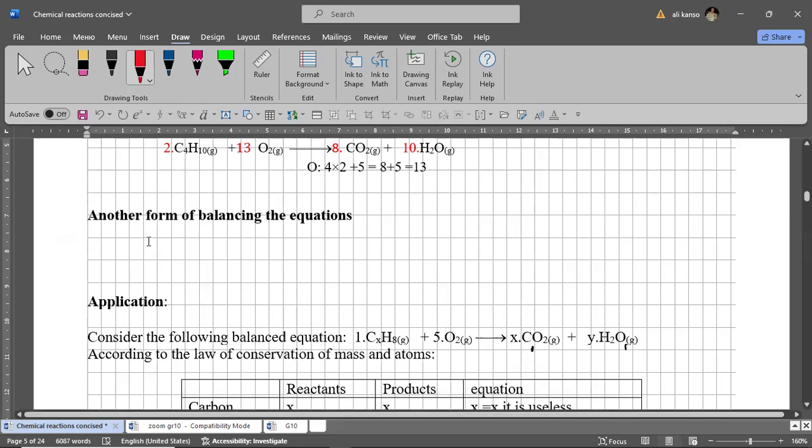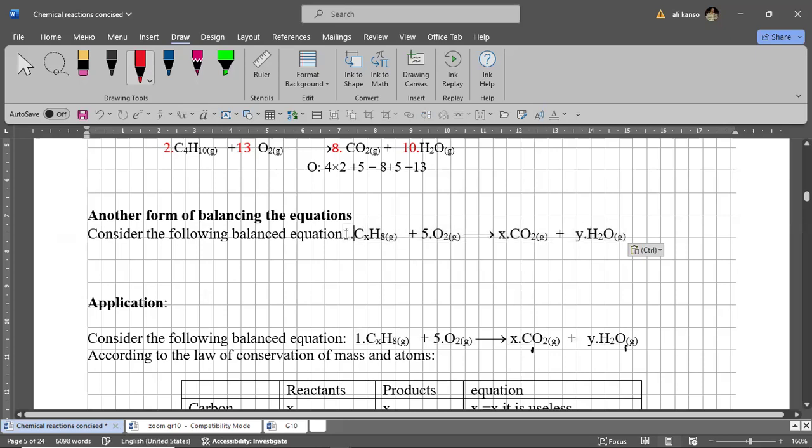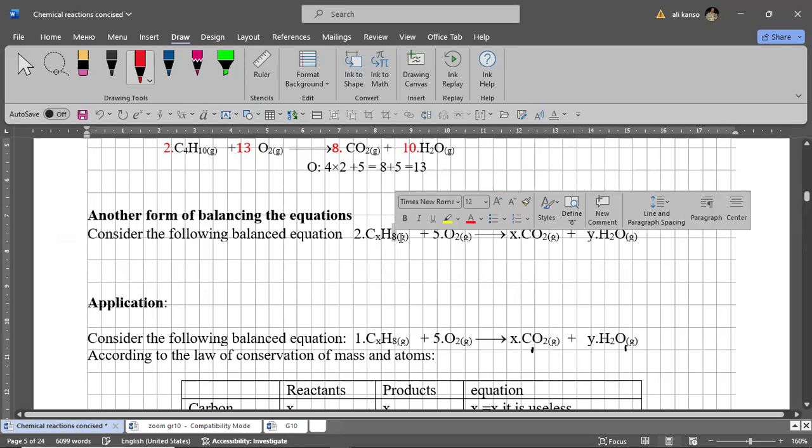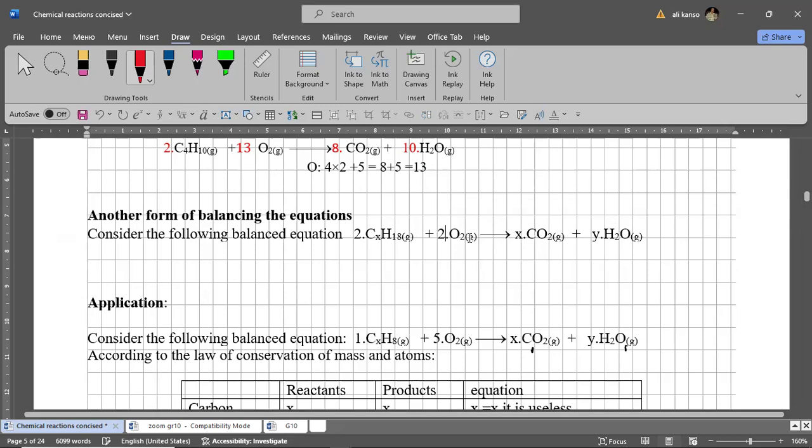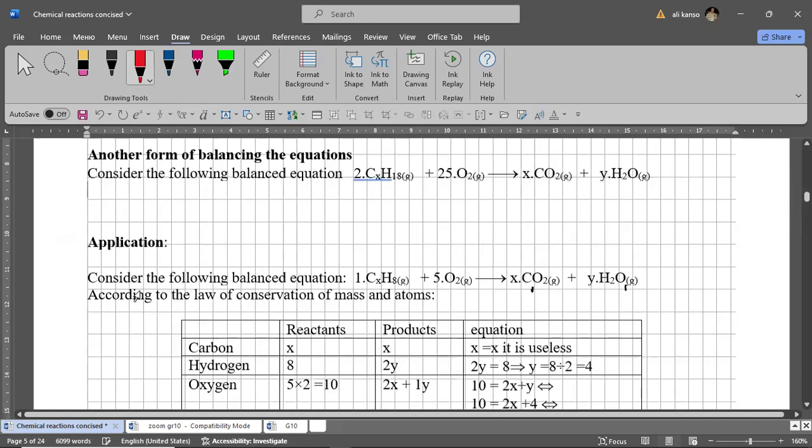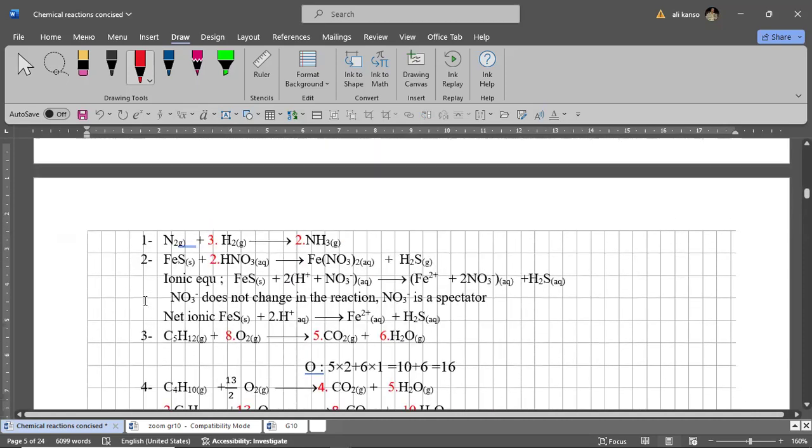Our second form is, consider the following balanced equation. We have here 2, we have here 18, we have here 25, and we have here, okay, that's it. Calculate x and y.